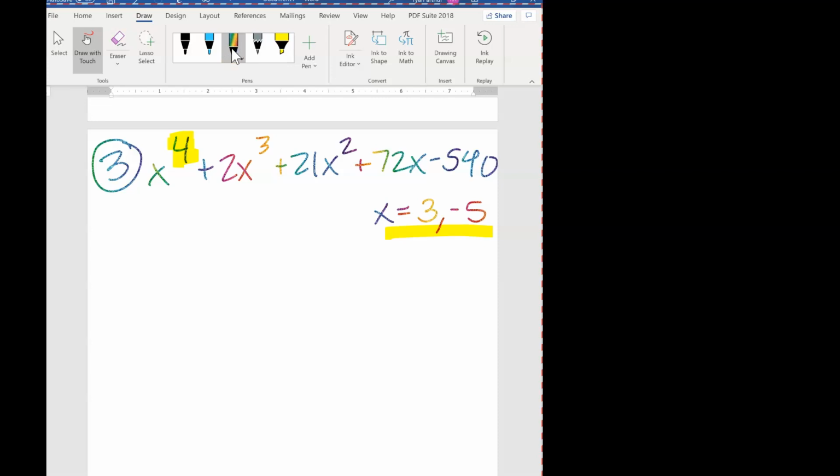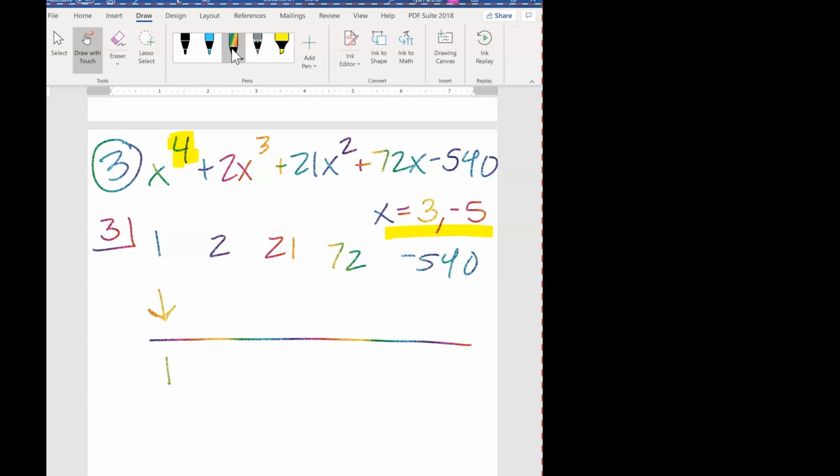It does not matter which zero you start with. I'm going to start with 3 instead of the negative. Leave the negative for the lesser polynomial degree. So I'm going to put 3 in my box. Now it counts down 4, 3, 2, 1, 0. So we're good. So I have 1, 2, 21, 72, and -540.